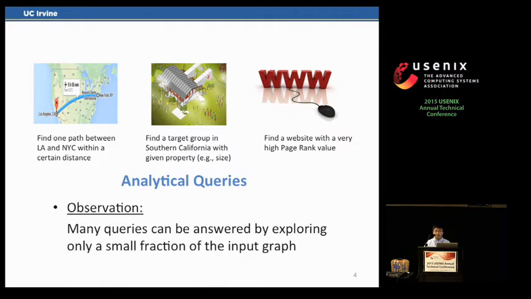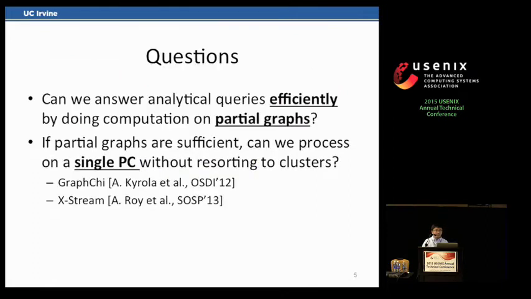Based on the real-world applications, we have one observation. Many queries can be answered by exploring only a small fraction of the input graph. Driven by the observation, we want to ask two questions. Can we answer analytical queries efficiently by doing computation on partial graphs? If partial graphs are sufficient to answer the queries, can we process on a single PC without resorting to clusters?